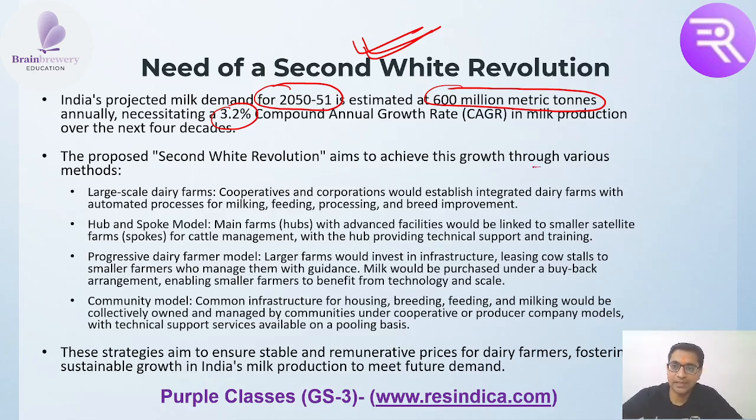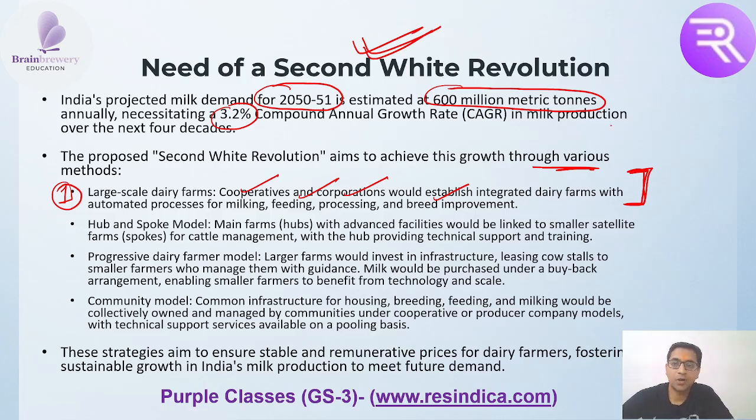Various methods have been devised, four important methods. First, large-scale dairy farms have to be established throughout the country, which will be totally automated in their whole process, whether it is related to milking, feeding, processing, or breed improvement. Breed improvement is also going to be a part of the very large-scale dairy farming program.